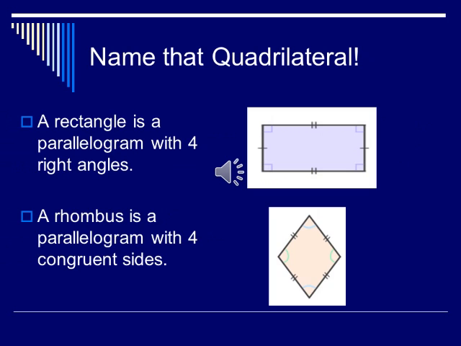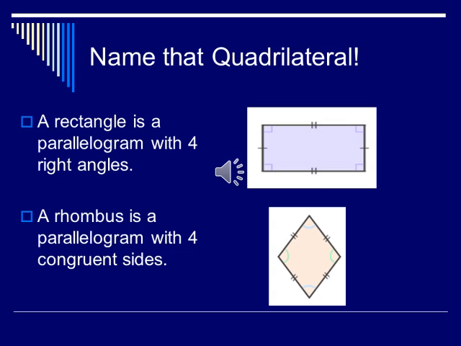Look at the first figure. It's called a rectangle. A rectangle is a parallelogram. That means each two sides opposite to each other are parallel and congruent. It also has four right angles. So a rectangle is a parallelogram with four right angles.